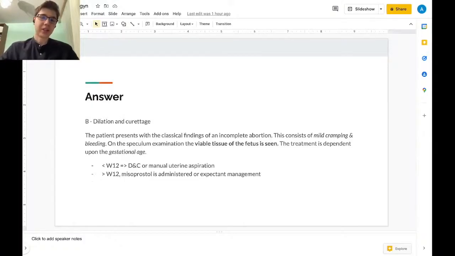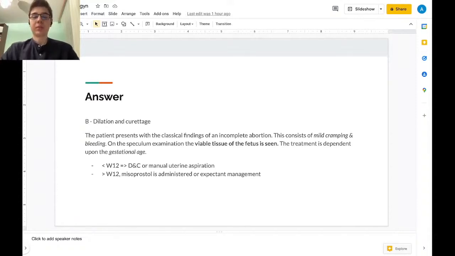The answer is dilation and curettage. The patient presents with the classical findings of an incomplete abortion. This consists of mild cramping and bleeding. On the speculum examination, we have viable tissue.